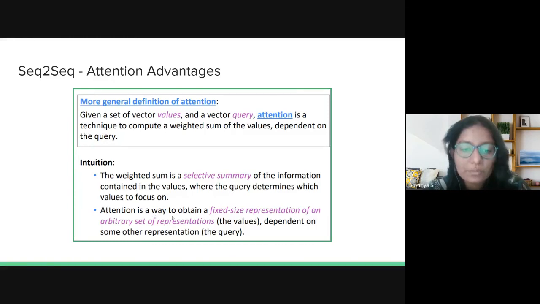So attention is a way to obtain a fixed size representation of an arbitrary set of representations. Implementation wise, it is going to be a parameter of a function, and it is the function we are going to learn. And once you apply this function, you will get this representation for the same.